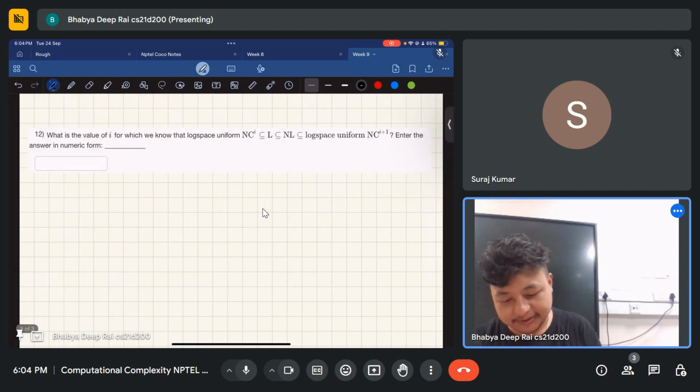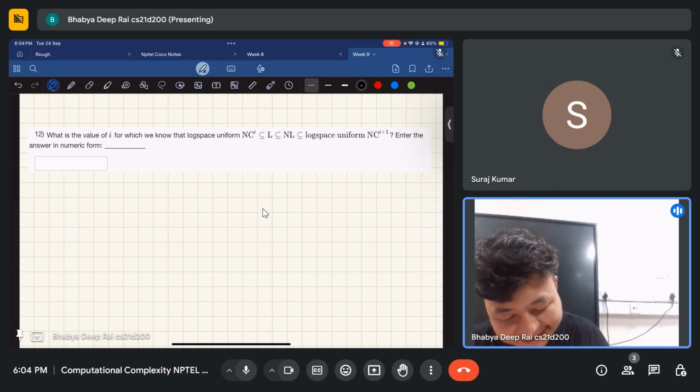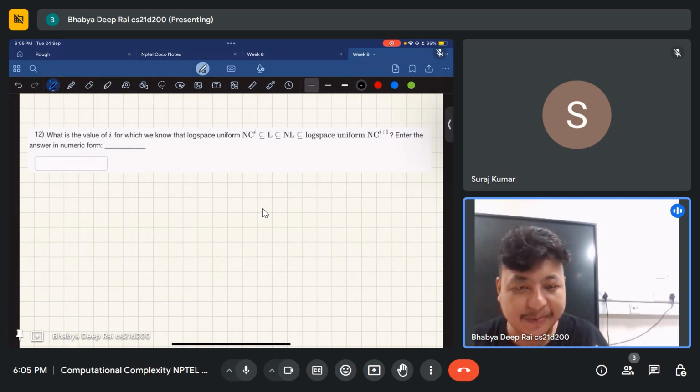Okay, so the question is, what is the value of i for which we know that log space uniform NC^i is contained in L, is contained in NL, is contained in log space uniform NC^(i+1)? Okay, that is the question.